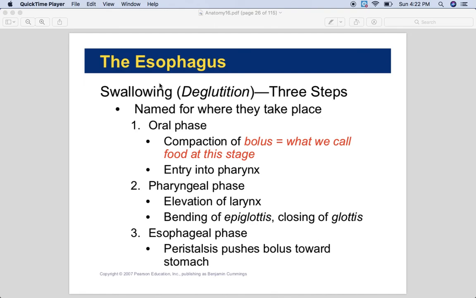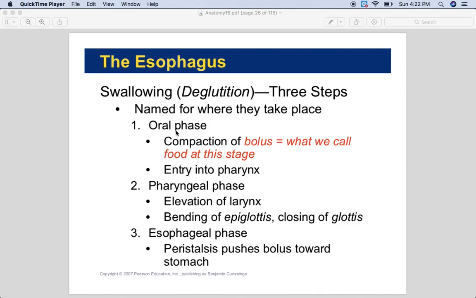The term for swallowing is technically deglutition, another fun little word. There are 3 steps to deglutition. There's an oral phase, a pharyngeal phase, and then an esophageal phase. In other words, part of it takes place in your mouth, part in your pharynx, part in your esophagus.